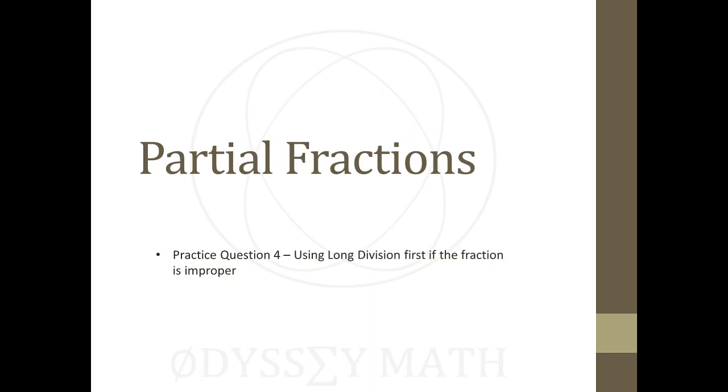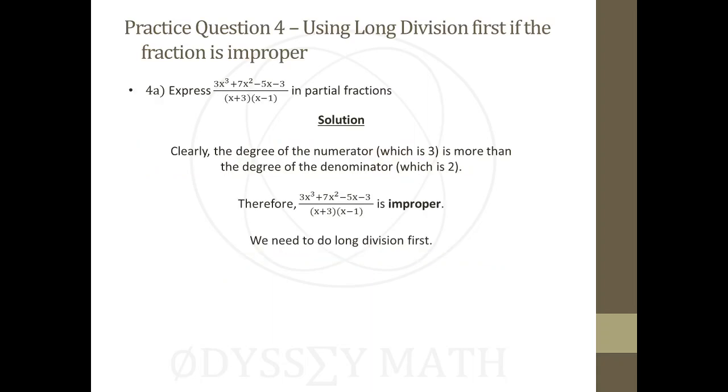Let's try practice question 4 on using long division first if the fraction is improper. Express (3x³ + 7x² − 5x − 3) divided by (x + 3)(x − 1) in partial fractions.